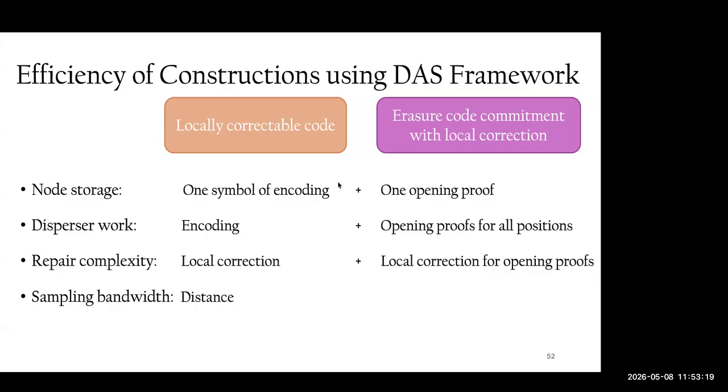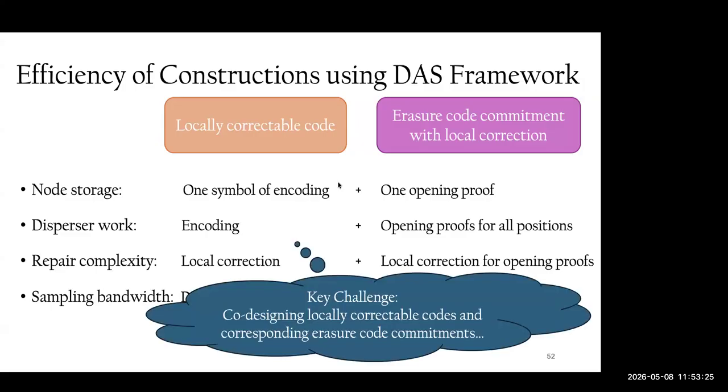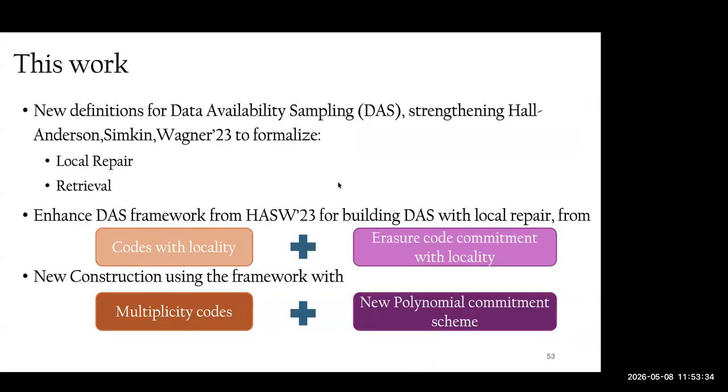Intuitively, the better the distance, the less you have to sample, because you can decode from fewer symbols. So this is the key thing here: we want to co-design locally correctable codes with the corresponding commitment schemes to get efficient DAS. That's why we chose multiplicity codes and designed a commitment scheme that is compatible with multiplicity codes.